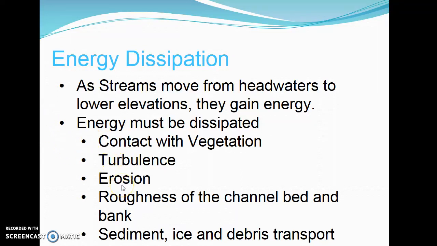Erosion is another way of dissipating energy. As the river picks up part of the stream bank and erodes it, it's dissipating energy. The roughness of the channel bed and the bank. If the water is having to flow over large rocks on the bed of the river, it will dissipate energy that way. And then the last reason, which we'll spend more time talking about, is transporting sediment and other debris within the river. So all of these are ways that the river is going to get rid of energy.